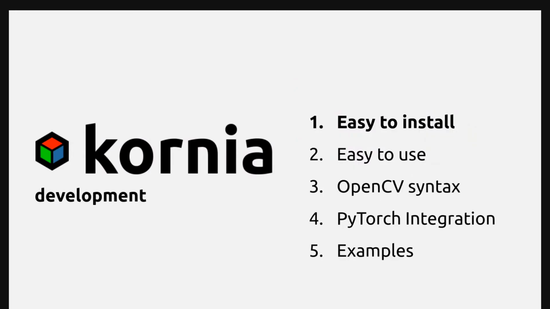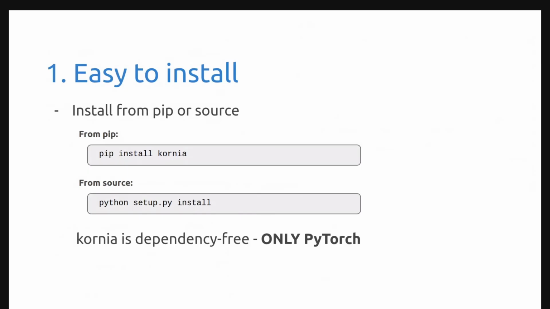So now I have gone through the different features that we have in Kornia. Let me give a small introduction about how you can start using Kornia. First of all, how you install Kornia. It's actually very easy. We have the package on PyPI, meaning that with just a pip install kornia, you can get the Kornia package installed on your computer.